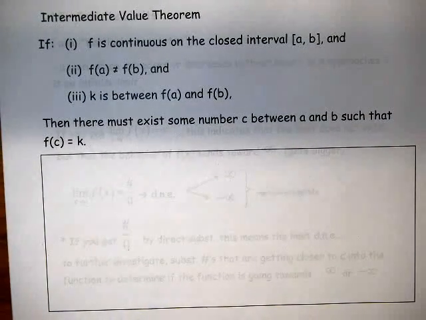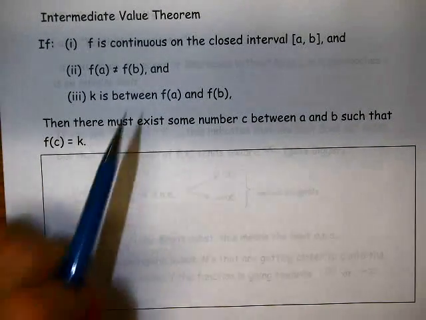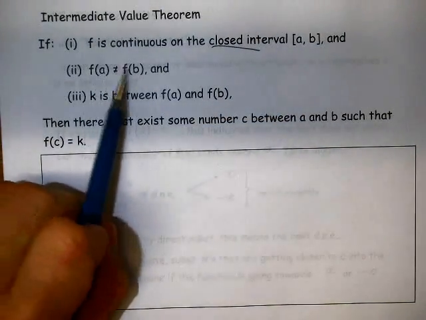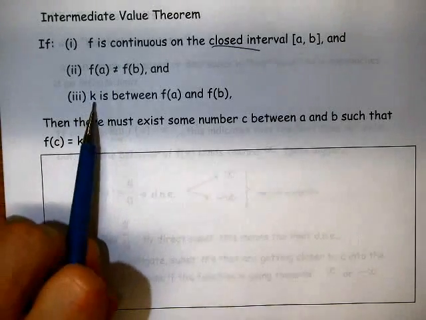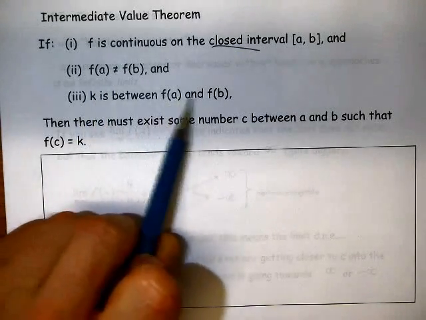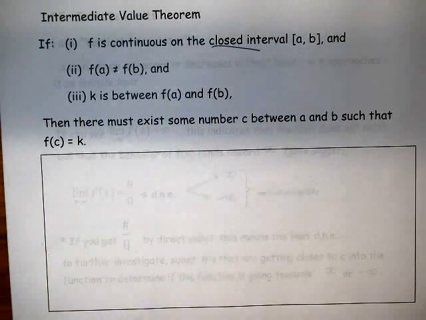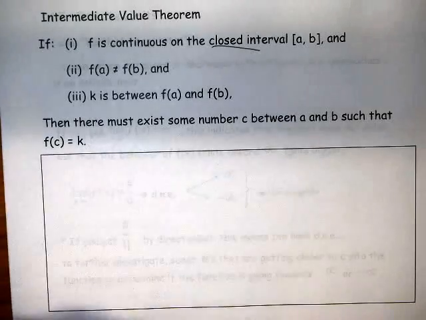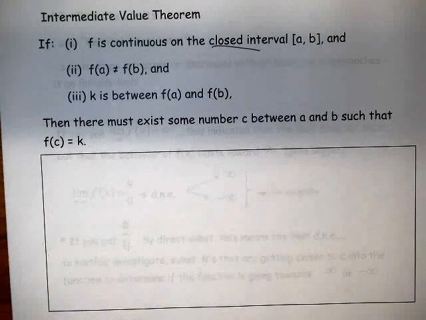There are 3 conditions for the intermediate value theorem. F is continuous on the closed interval. Notice it's the closed interval from A to B. F of A is not equal to F of B, and the value K is between F of A and F of B. If those conditions are found to be true, then there must exist some number C between A and B such that F of C is equal to K.